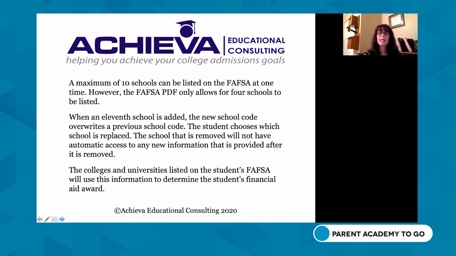The FAFSA allows you to list 10 schools. That's the maximum. However, that's the online version. The FAFSA PDF only allows 4 schools to be listed. So when the 11th school is added, the new school code will override a previous school code. The student chooses which school is replaced and the school is removed. That school will not have automatic access to any new information that is provided after it is removed. Colleges and universities listed on the student's FAFSA will use this information to determine the student's financial aid award.